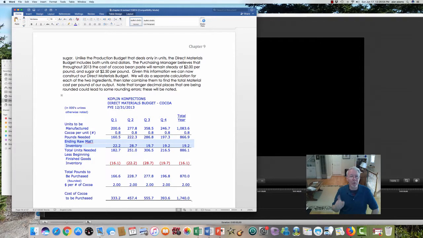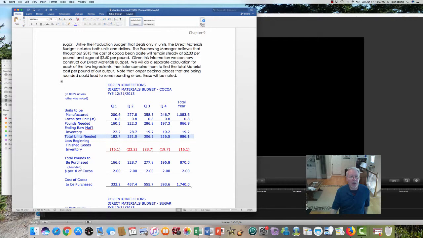I'm trying to figure out how much I'm going to buy of this raw material, this cocoa. How much am I going to buy? So the total pounds of cocoa I need, by addition, are in the first quarter 182,700. Once again, because I do have cocoa already on the first day of the year, and I will at the start of every quarter, I want to deduct it because I don't want my purchasing agent to go out and buy it again if I've already got it.